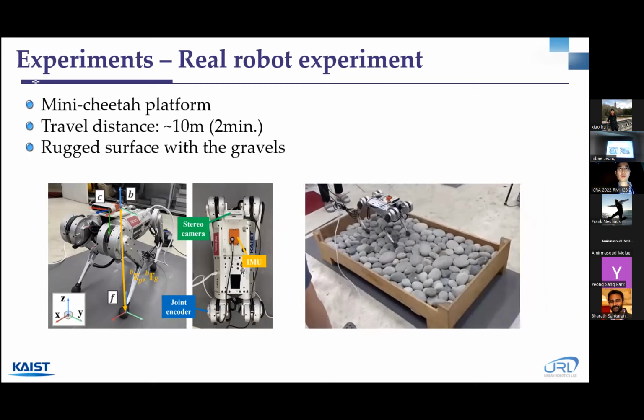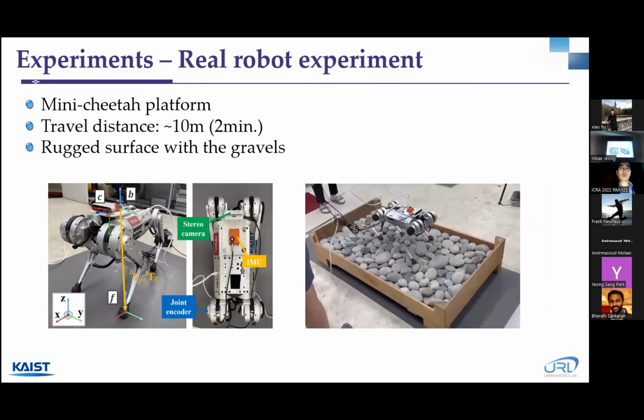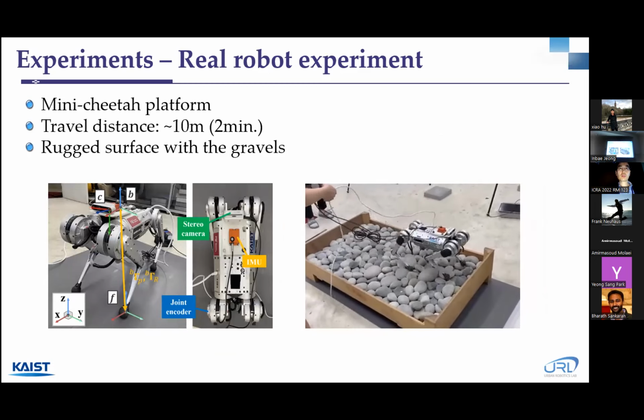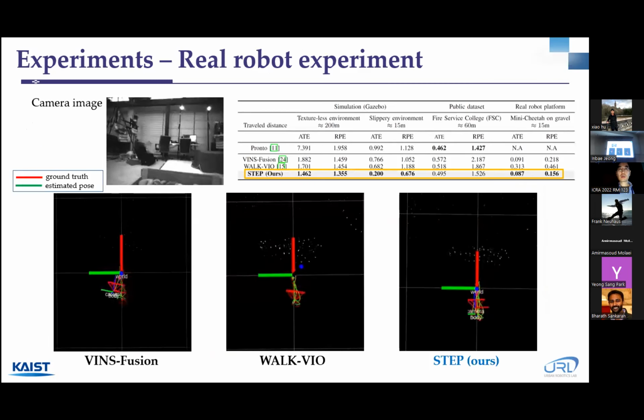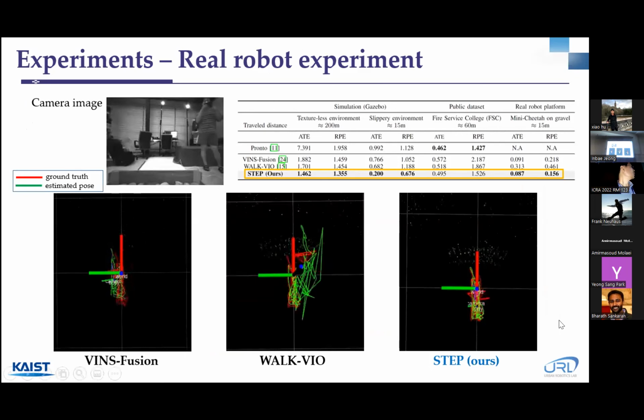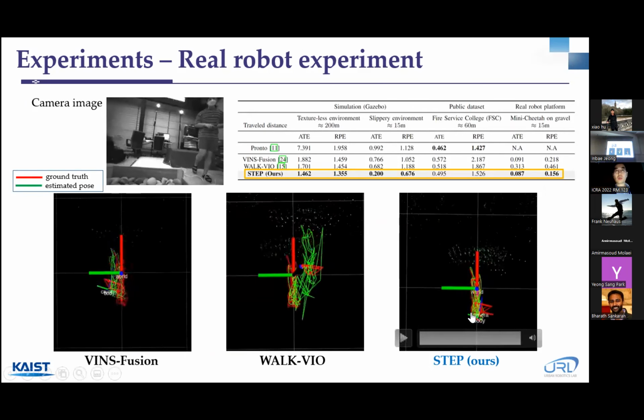We have applied our algorithm to the mini cheetah platform. This is the gravel area, so it is quite slippery, and we could achieve the best performance compared to the state-of-the-art Pronto algorithm or Bin's fusion algorithm.